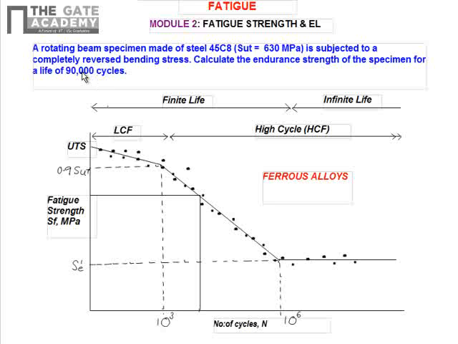Now how to go ahead with this problem? We have already seen this curve, the SN diagram for the steel. We have seen that it has got three straight lines: the initial low cycle fatigue region, then 10 raised to 3 to 10 raised to 6 cycles, then the high infinite life region. Now 90,000 cycles means it comes somewhere in between 10 raised to 3 cycles and 10 raised to 6 cycles.